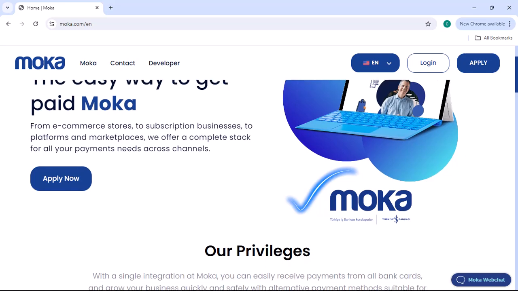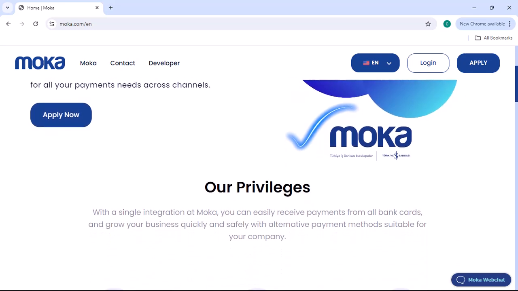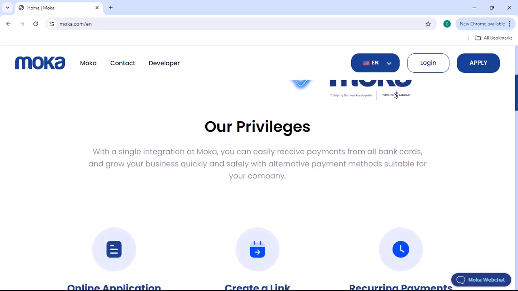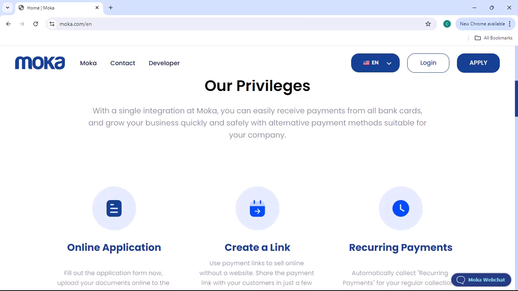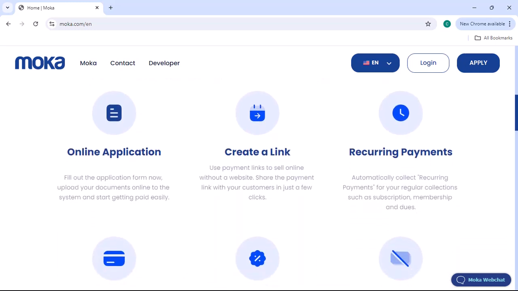The straightforward answer to whether Moka is free is no. Moka is an investment app that charges fees. It operates on a flat fee monthly subscription model for its investment services. It's important to understand the different fee structures that may apply.